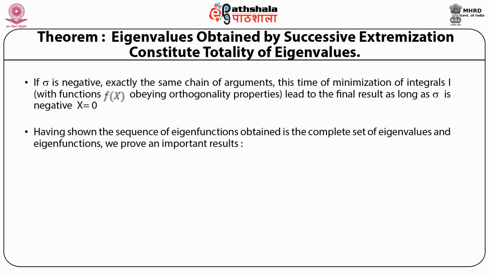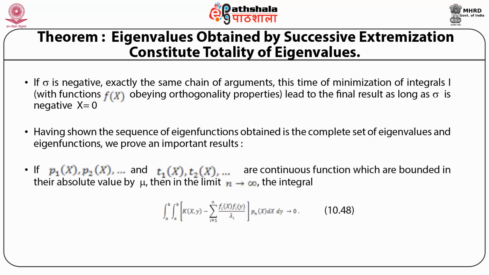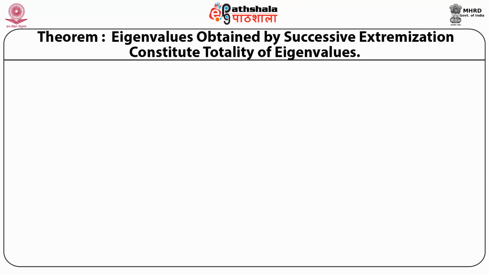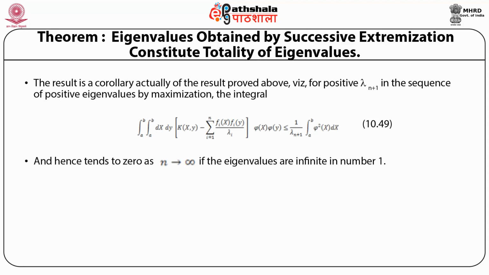What is the result? The result is that if p1(x), p2(x), etc. and t1(x), t2(x), etc. are continuous functions which are bounded in their absolute value by some number mu, then in the limit n goes to infinity, the two-dimensional integral over x and y between the limits a to b of the integrand, which is K(x,y) minus the sum over i from 1 to n of the product of functions f_i(x) f_i(y) divided by lambda_i, multiplied by p_n(x) p_n(y), this integral goes to 0. The result is actually a corollary of the result proved above.